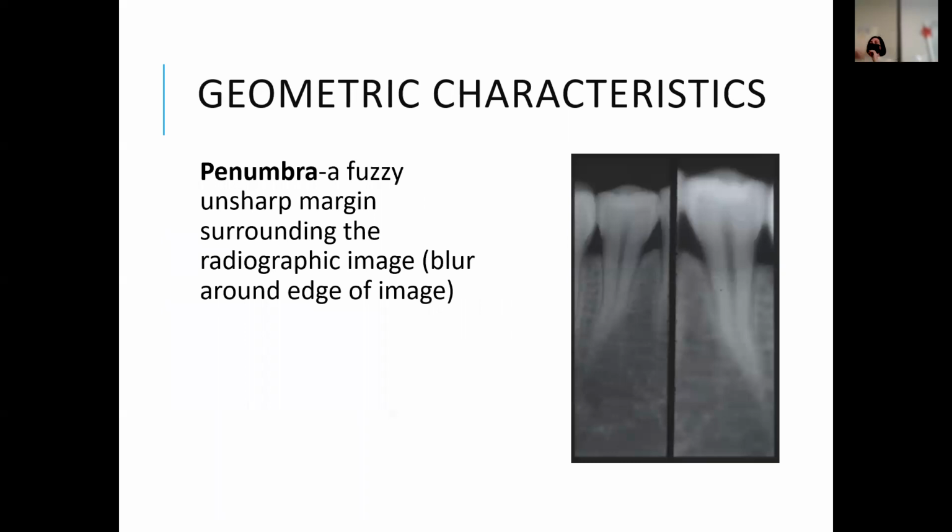Penumbra is what we call that fuzzy margin, and you're going to get that on everything to some degree. We just want to minimize it, but it's an unsharp margin surrounding the radiographic image. It's that, or like a blur around the edge. So that's the definition. It's important for you to know that phrase and the definition. That's a popular one for exams. So know that penumbra is the fuzzy blur or unsharp margin surrounding the image.